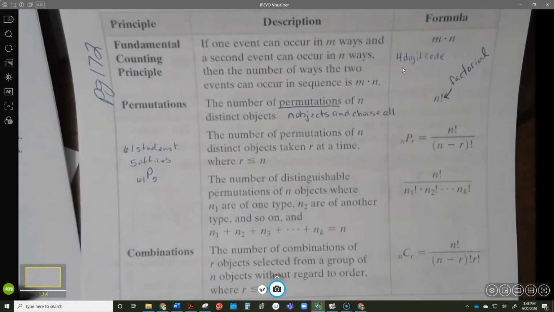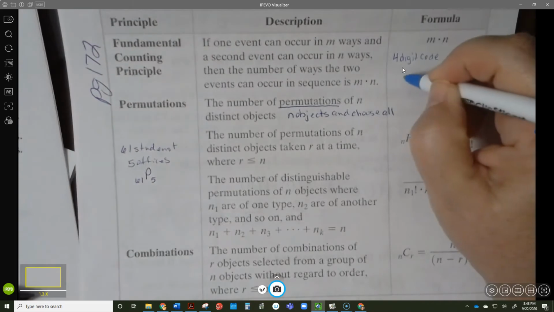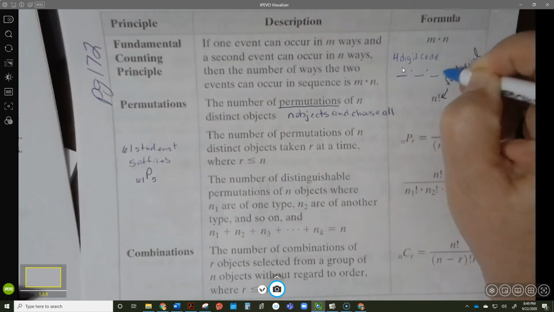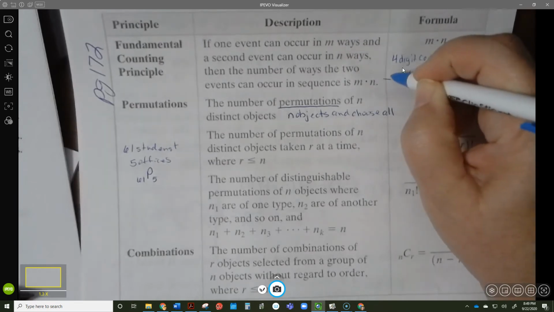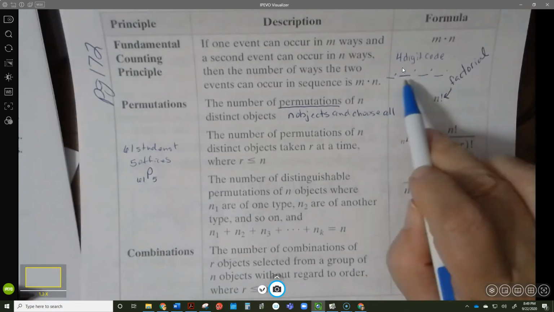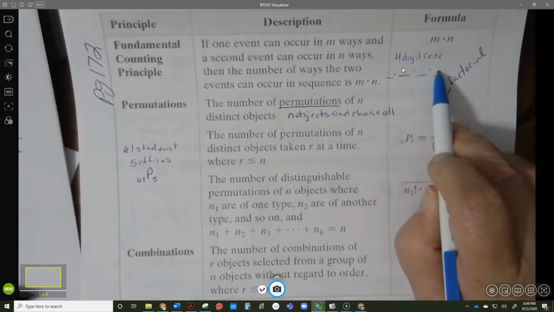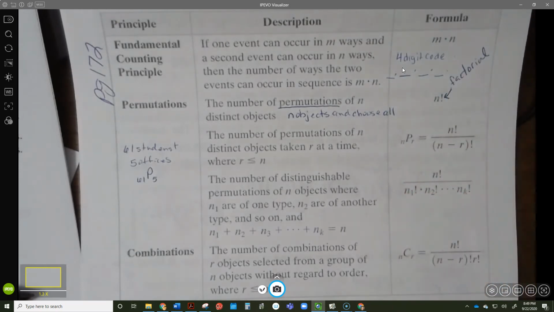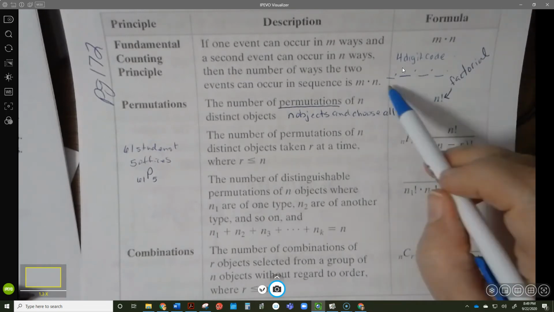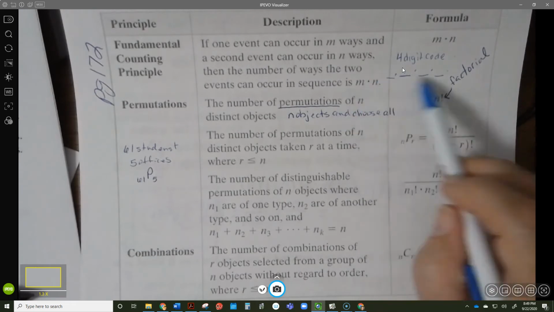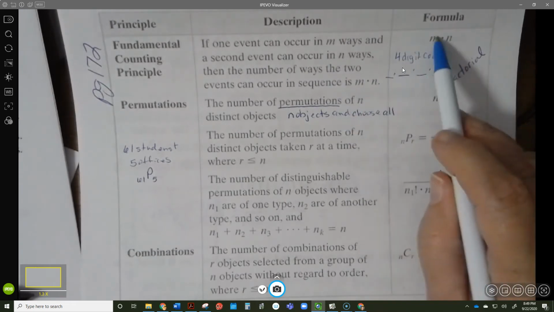And depending on whether we could repeat or not, we had a 4-digit code. We had this times this times this times this, right? We had a 4-digit code. So we had 10 digits times 10 digits times 10 digits times 10 digits, and we would get 10,000. If they couldn't repeat, it'd be 10 times 9 times 8 times 7. Okay, so that is the fundamental counting principle.